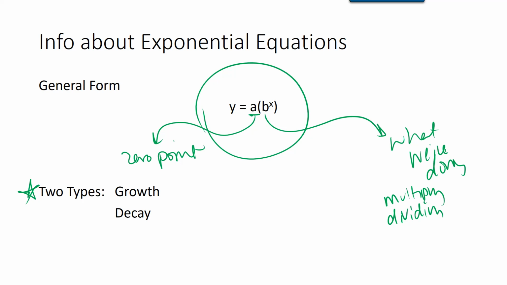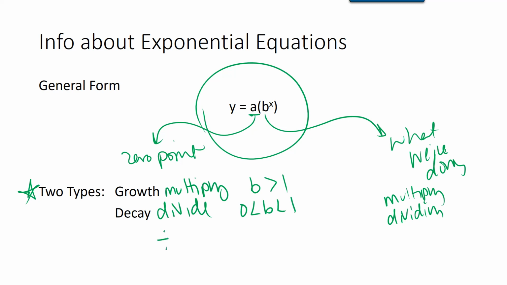If it's growth, that means that we multiply in our table. And we're multiplying by a b value that's bigger than 1. So 2, 3, 4, 5, something like that. Decay means we're dividing. And this one's a little different. We can't write divide by 2 in for the b value, so the rule we have to follow is that our b value is between 0 and 1.